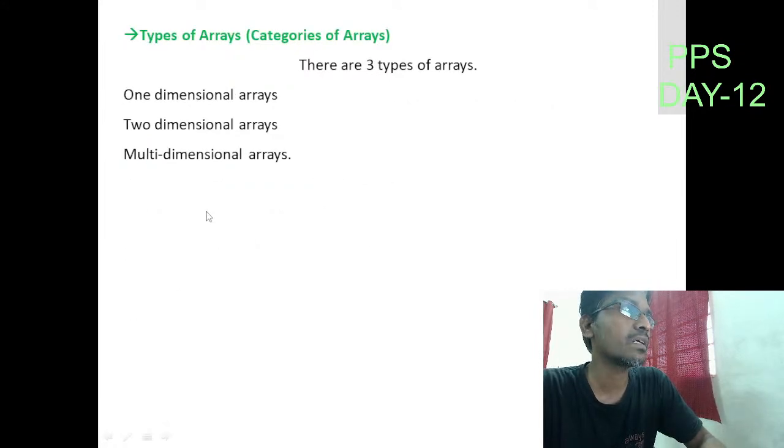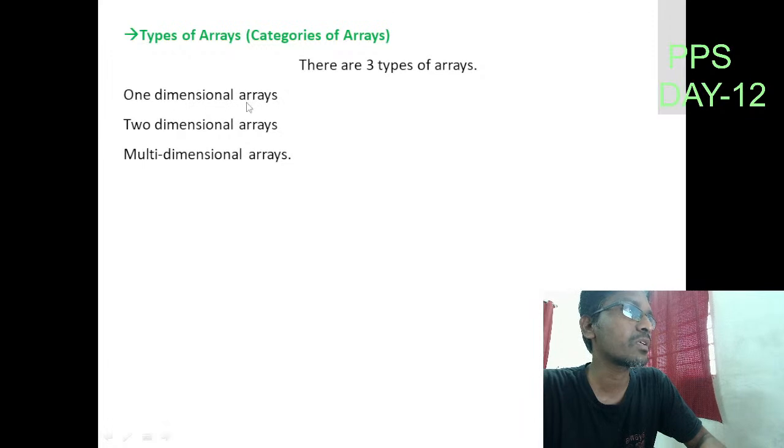Now let us see the types of arrays. What are the different types of arrays? Arrays can be classified into three types: a one-dimensional array, also called a single-dimensional array, a two-dimensional array, and a multi-dimensional array.